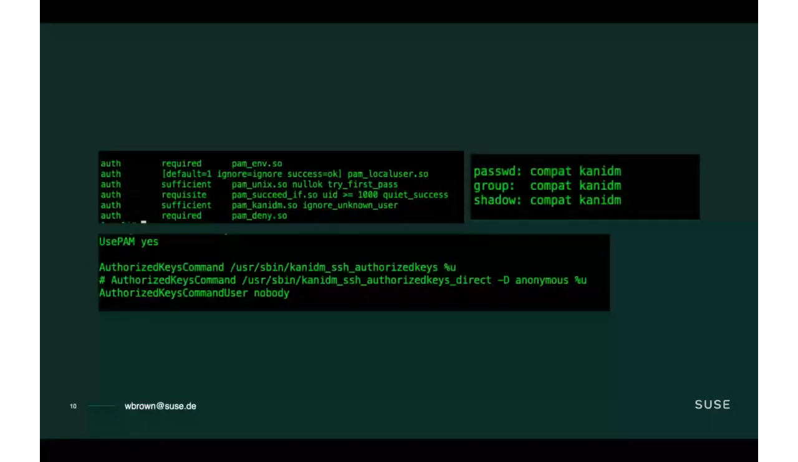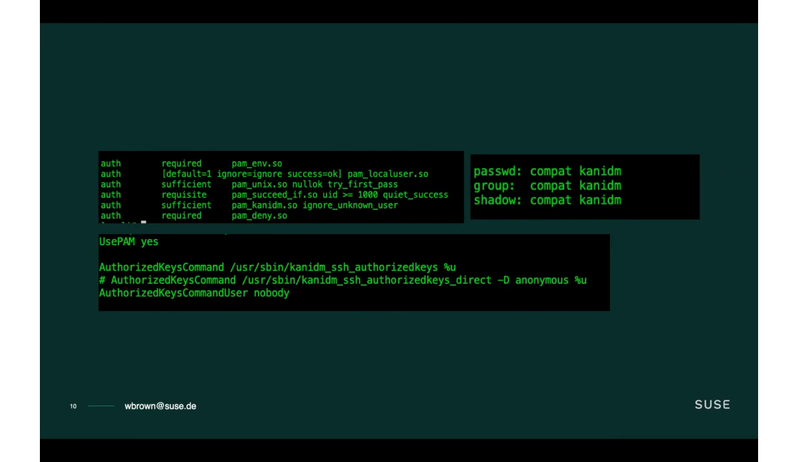Something else that I'm really excited about is that, again, since last year, we now have working PAM and NSS modules, which means that you can connect your SUSE machines to authenticate via Kanidm. And the PAM and NSS modules are really easy to set up and configure.